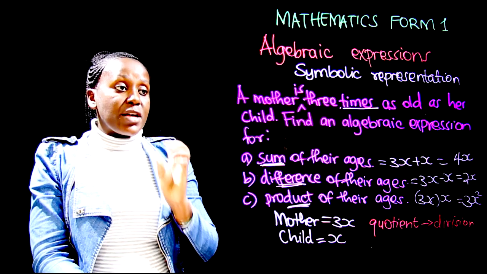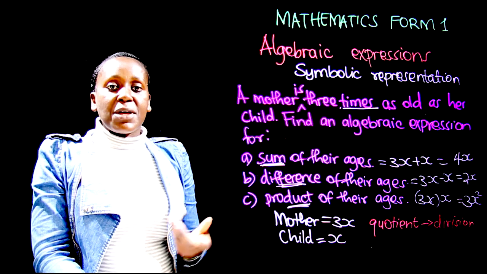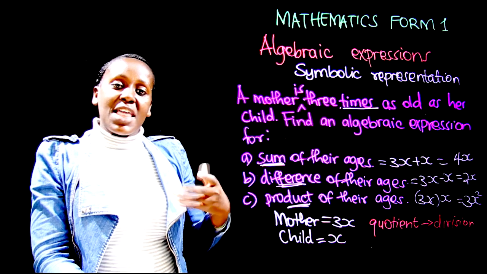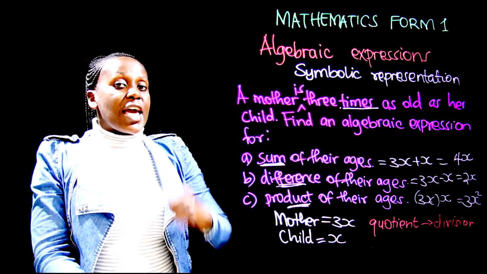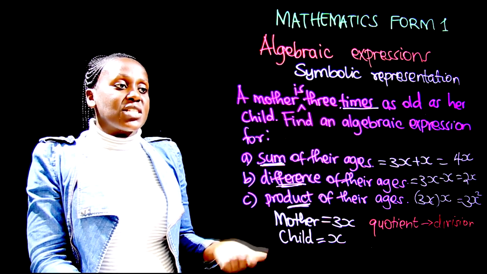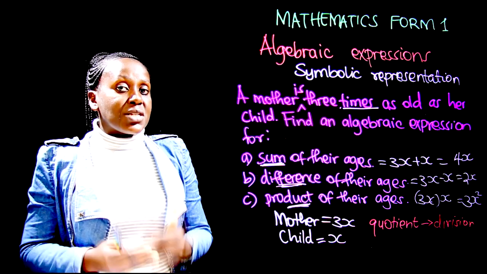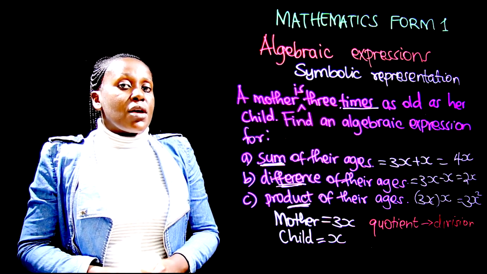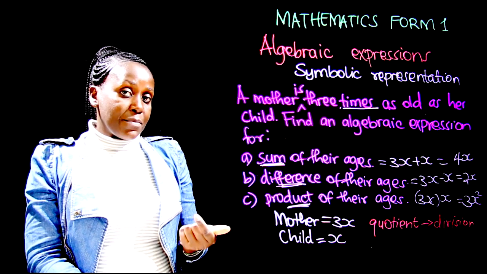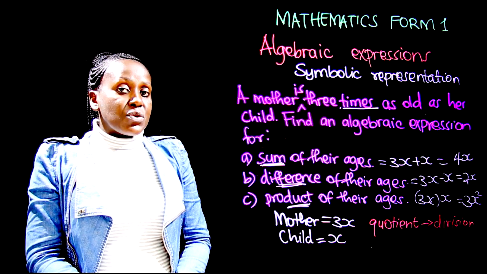If a word like more is used, for instance, you can be told the age of the mother is 20 years more than that of the son, meaning that the age of the mother is higher by 20 years. So when the word more is used, it means that you add. And the word less, when it is used, it means that you subtract.